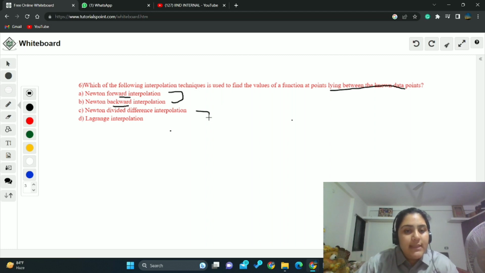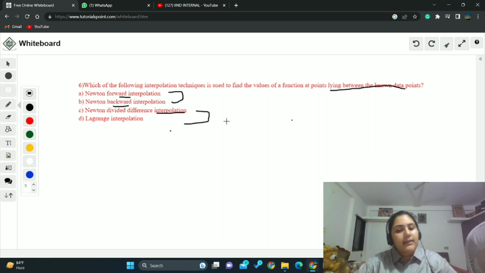Let's see options C and D. In option C, Newton divided difference interpolation is the method that can handle both interpolation and extrapolation. It involves constructing a polynomial using divided differences, as we have seen before, which is used to estimate the function value at a desired point within or outside the known data range. So this can be used, but this is not the most commonly used. The most commonly used is Lagrange interpolation in this specific condition.